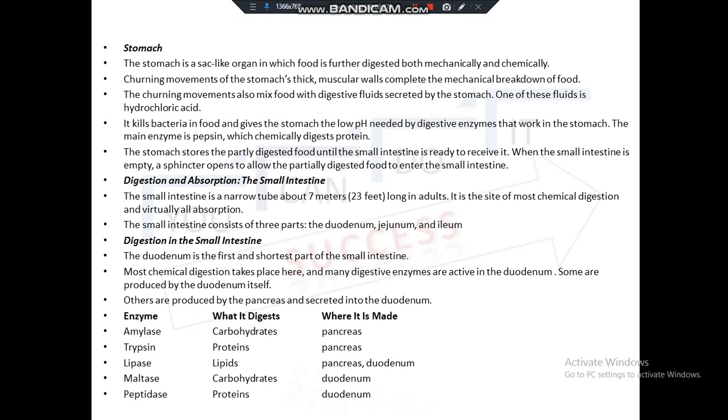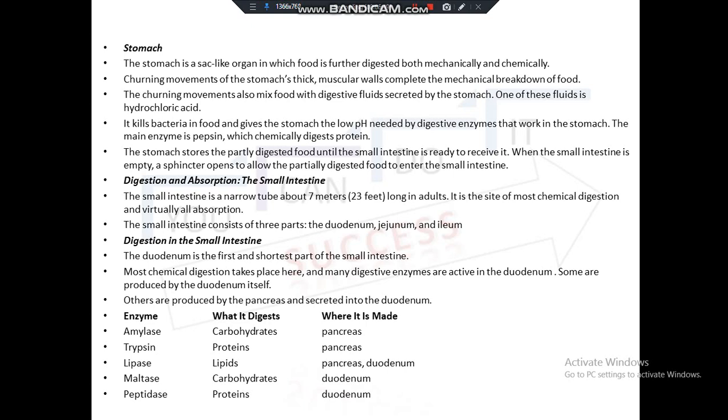Secondly, HCl being an acid lowers the pH and helps the digestive enzymes to work on the food, which is now called the chyme. CHYME is the term which is used when the food is in the stomach. Now from the stomach, the partially digested food enters the small intestine.